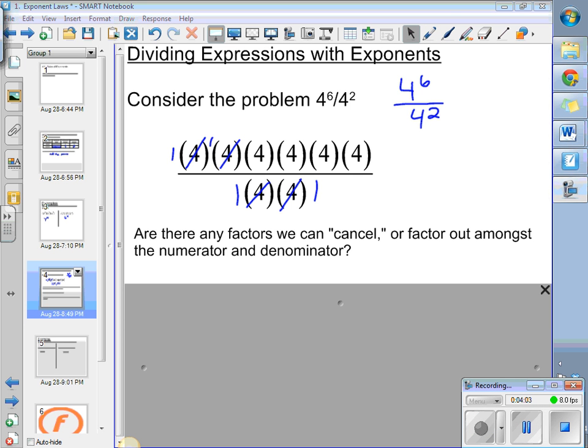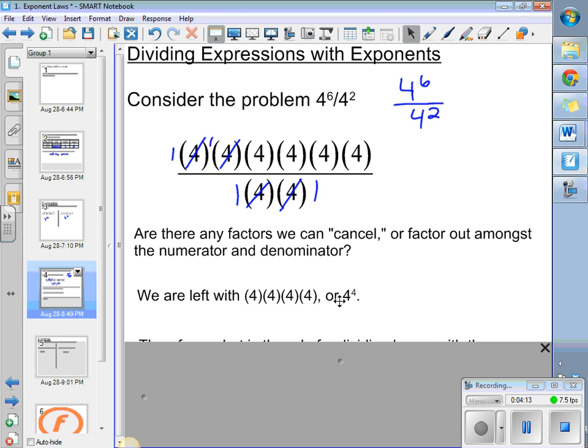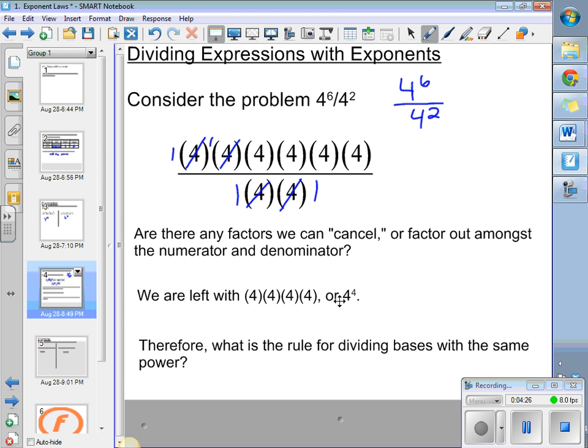So we cancel out the 2 4s on the bottom and 2 corresponding 4s on the top. So we're left with 4 to the power of 4. So the rule for dividing bases with the same base is subtract the powers.